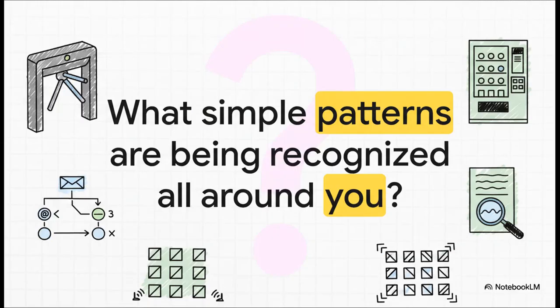And that brings us to a final thought. We started this whole thing with a simple turnstile, but this model of computation is absolutely everywhere. It's in the logic that checks if your email address is formatted correctly, it's what runs a vending machine, and it's used in searching for text inside a document. So the real question to leave you with is this. Now that you know how these simple pattern matches work, what patterns do you think are being recognized all around you right now?